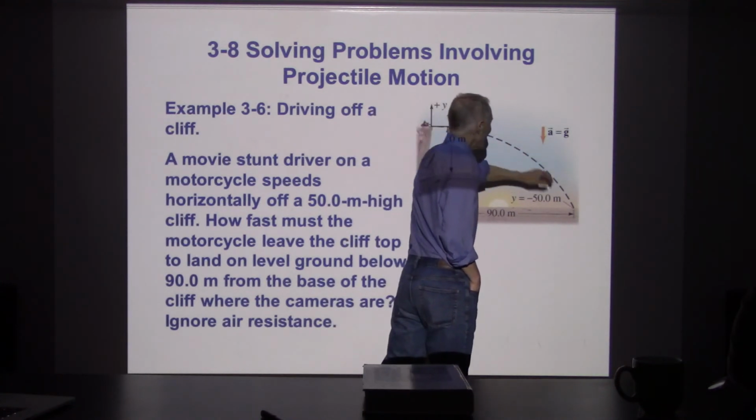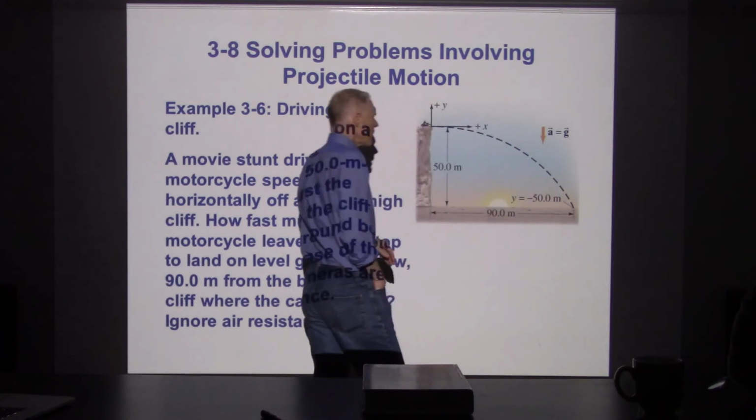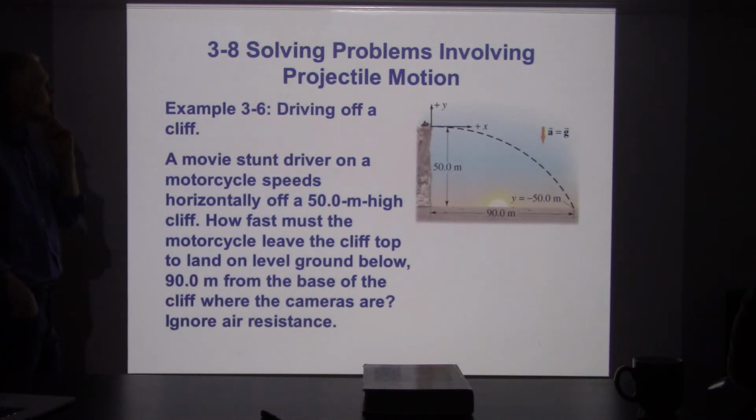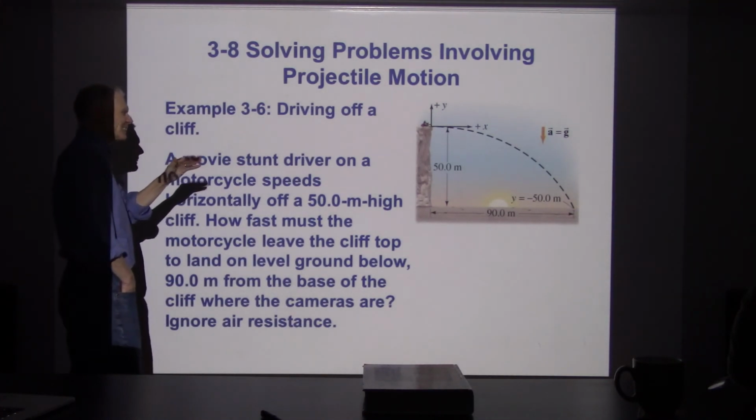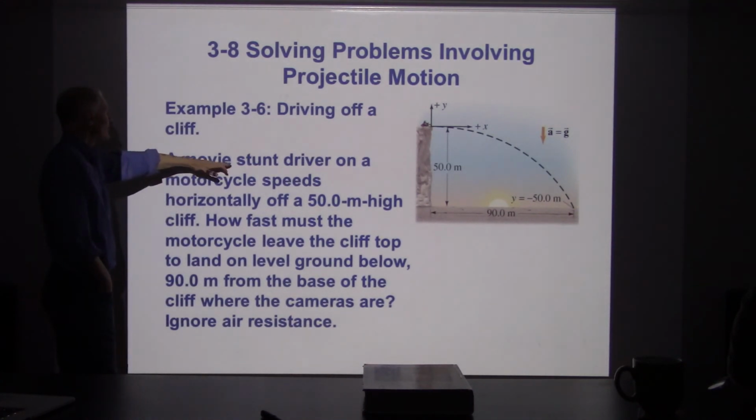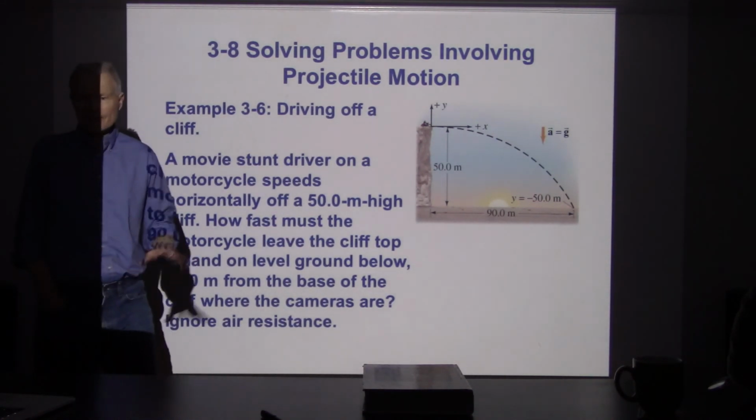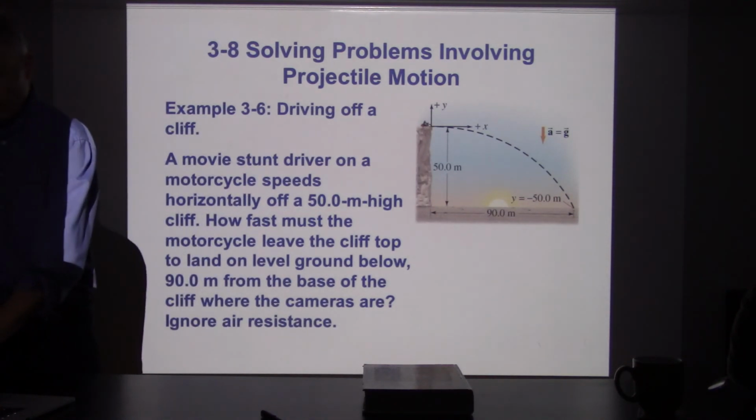So we've got this stunt person coming off this cliff at a high enough speed. How fast does the motorcyclist have to drive off the cliff to travel 90 meters before impact? It's a movie stunt driver, and you've got to land 90 meters. The cameras are all set up, putting a lot of pressure. Ignore air resistance.